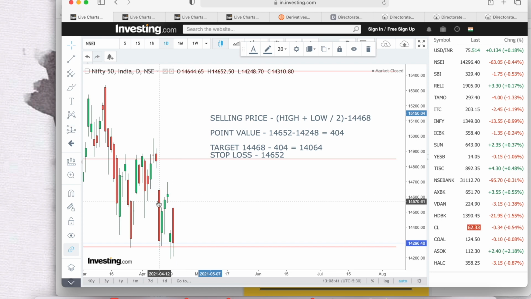Another important thing to note is what happens now. This happens on the 5th candle. First candle is this one, second, third, fourth, and the 5th candle itself achieves a bearishness, which happens.